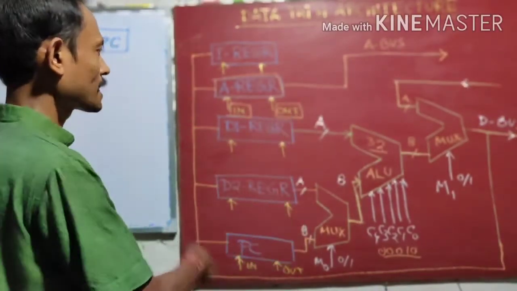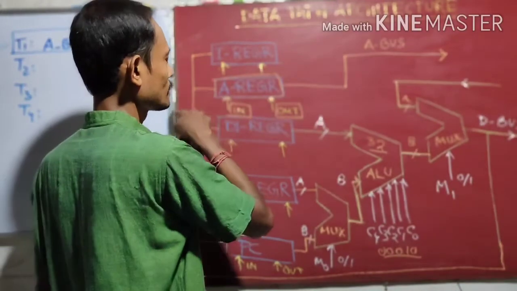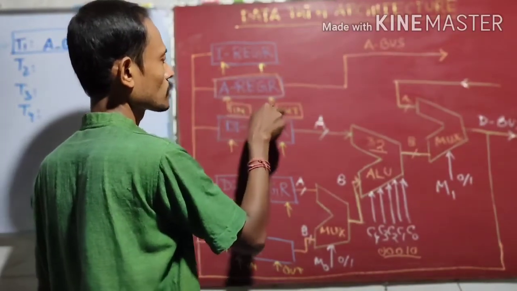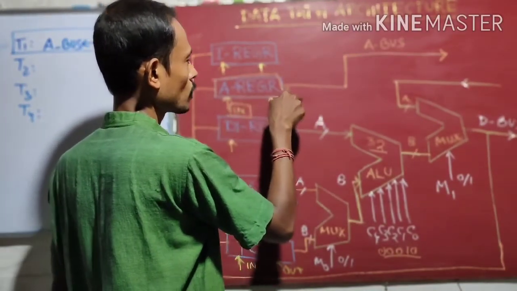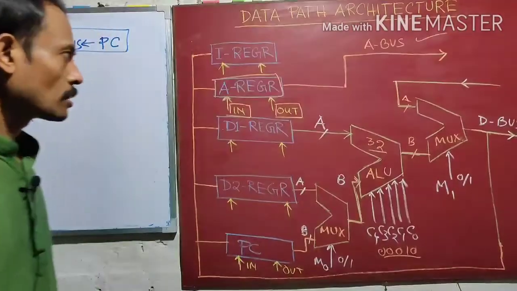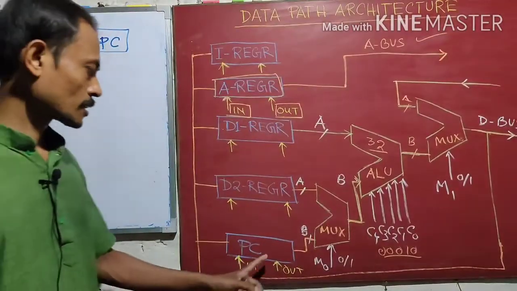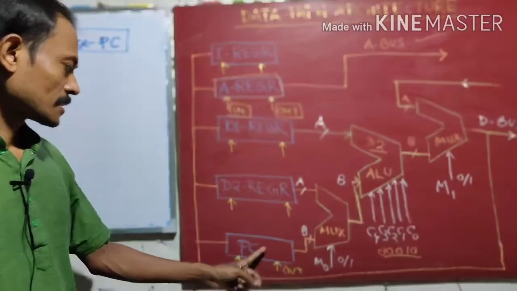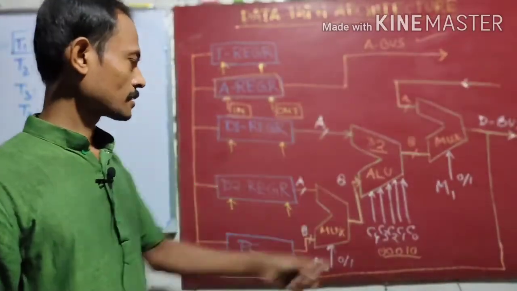So the in signal will be on, the address will be put on the address register, the out signal will be on, the address will go out from the address register, and it will be placed on the address bus. So in the first state, what is the operation? The operation is to put the PC address onto the address bus.